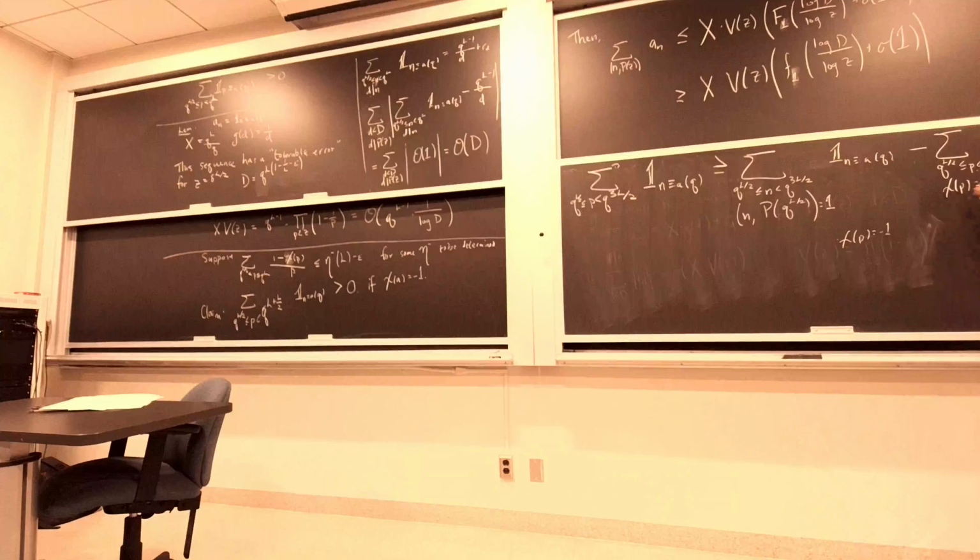And the error is that there could be some almost primes lying around, and I'm trying to handle that error over here. Ultimately, I want to say that this guy dominates this guy. Morally speaking, it's because we don't expect very many things to be in here.